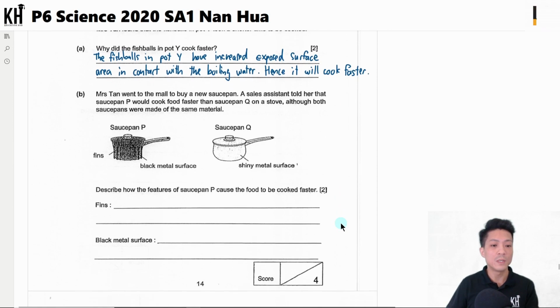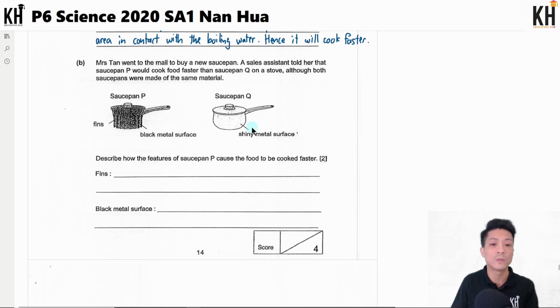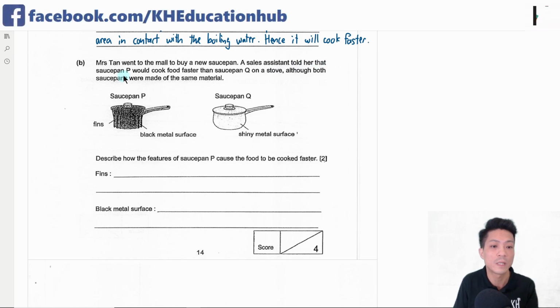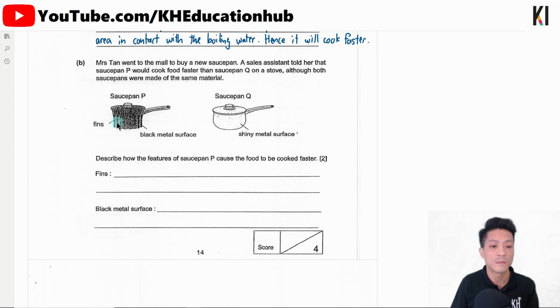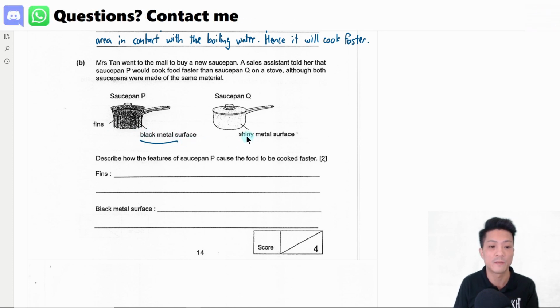So for part B, Mrs. Tan went to the mall to buy a new saucepan, but a sales assistant told her that saucepan P, which is this, would cook food faster than saucepan Q on the stove. Although both saucepans were made of the same material, they have different structures. Saucepan P will have these fins and it has a black metal surface. Describe how the features of saucepan P cause the food to be cooked faster.